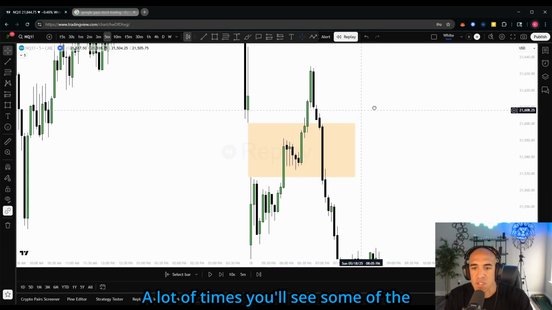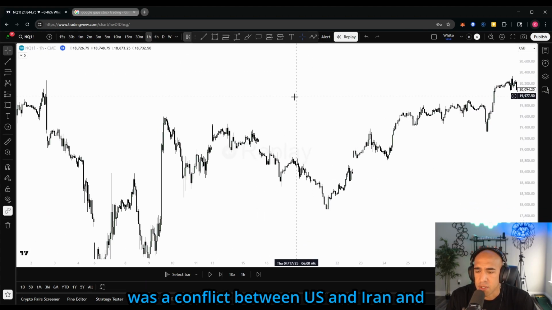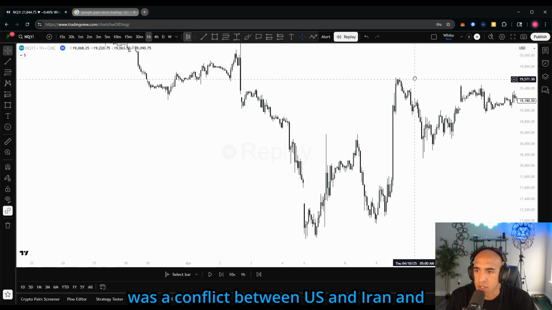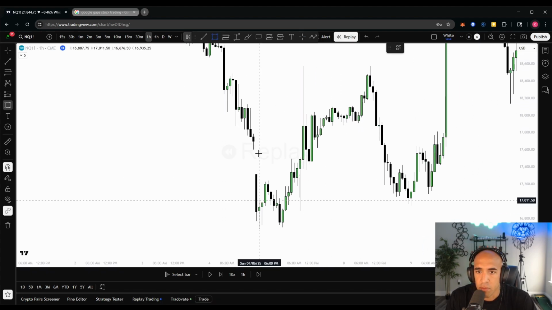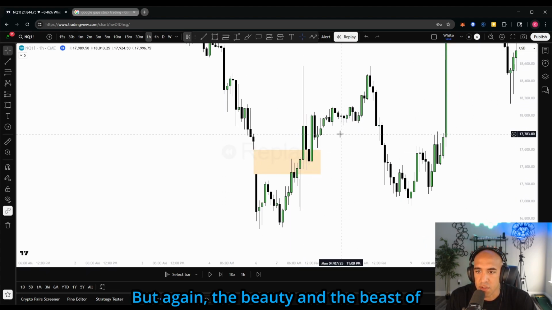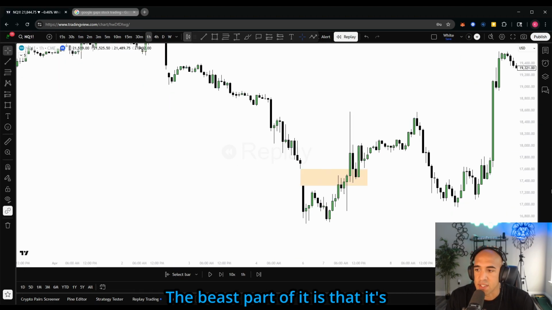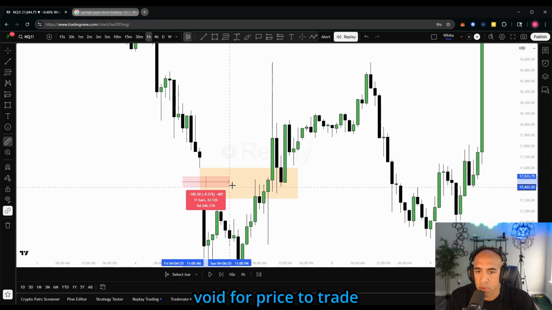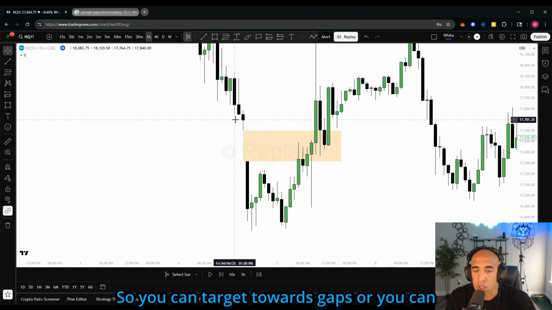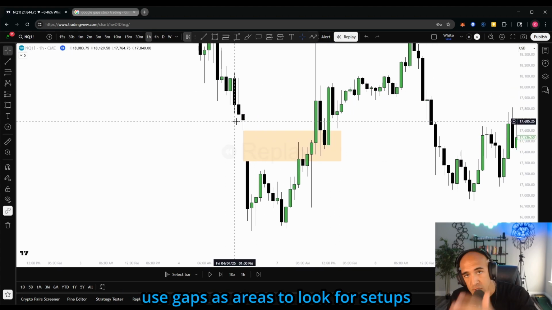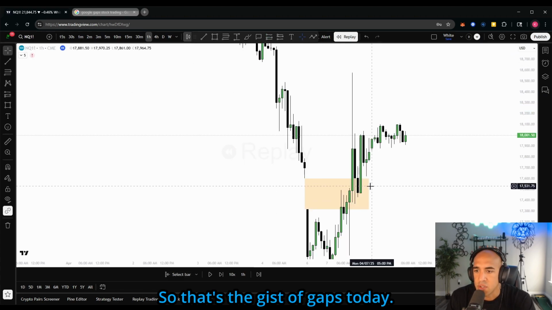A lot of times you'll see some of the biggest gaps when there's big world news. I know as of recently there was a conflict between the US and Iran and Israel, so that may cause bigger gaps to form overnight. But again, the beauty and the beast of gaps is that you can capitalize on them. The beast part of it is that it's typically a pretty big void for price to trade inside of. But the beauty of it is that it gives you an easy price target. So you can target towards gaps, or you can use gaps as areas to look for setups and then enter a trade. So that's the gist of gaps today.